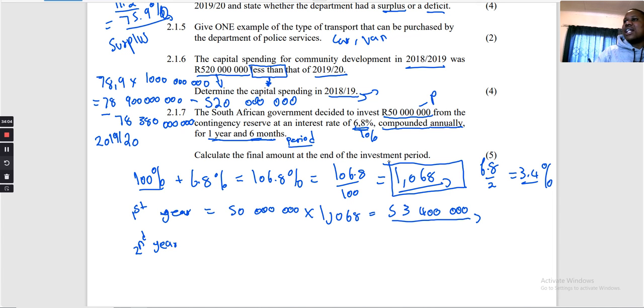So now we're going to generate this again. We say 100 plus 3.4, and it gives us 103.4. Then we divide it by 100. After converting that, we get 1.034. Therefore, now what are we going to do? We're going to say 53,400,000.